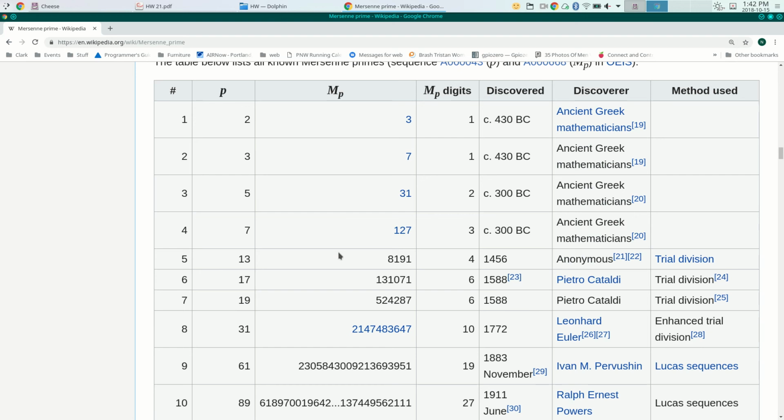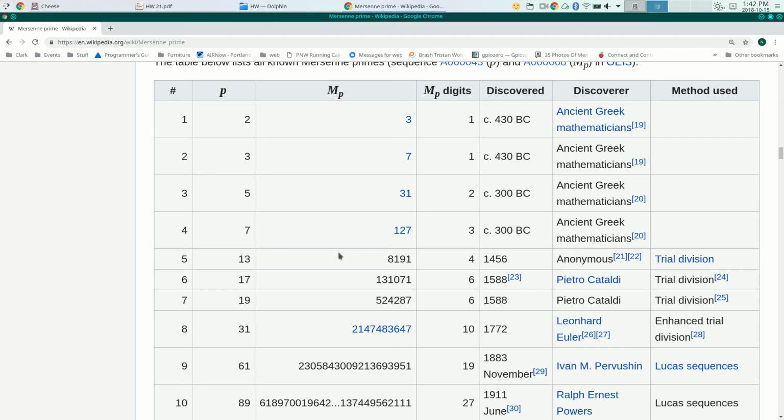The first few were discovered in ancient Greece, and then a big jump until the 1400s, anonymous. Person was embarrassed. And right up through the 1900s, we'd only found 10 Mersenne primes, right? And it's a pretty big number. It's 2 to the 89th, which is going to have about 30 digits to it, right? No calculators at the time. So these early numbers were found by trial division, right? Keep dividing by possible factors and see if it's prime. Enhanced trial division, I don't know exactly what that is.